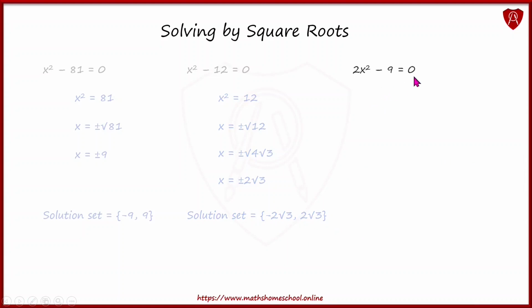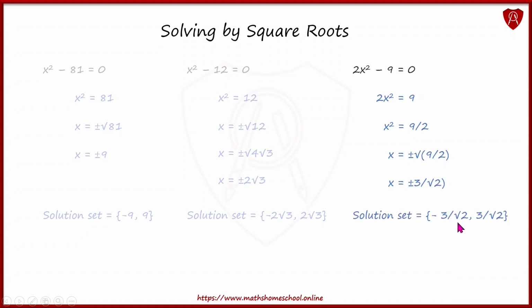2x squared minus 9 is equal to 0. We rewrite that as 2x squared is equal to 9, having added 9 to both sides. Dividing both sides by 2, we get 9 over 2. x squared is equal to 9 over 2. Take square roots. x is equal to plus or minus the root of 9 over 2 in brackets. Square root of 9 is 3, and square root of 2 is root 2. So our solution now is -3 over root 2 and 3 over root 2.